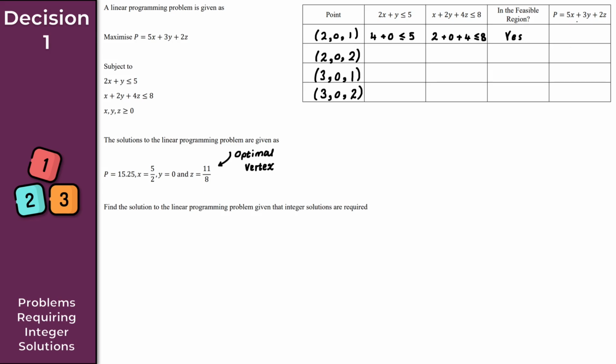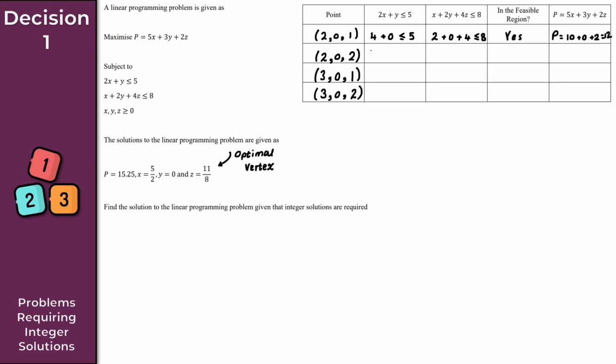So in that case then, 5 lots of x here is 10. So p is equal to 10 plus 3 lots of 0, which is just obviously 0, plus 2 lots of z, so 2 lots of 1, which is 2. What we get here then is 12, right? I'm kind of running out of room a little bit there, but it doesn't matter too much. Hopefully you can just about follow that. So this here then is the first row complete. And basically at this point here, we just need to repeat this process, right, for each individual point. So let's just keep going then.